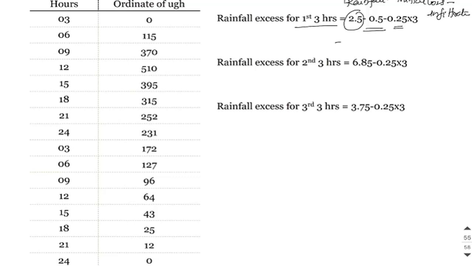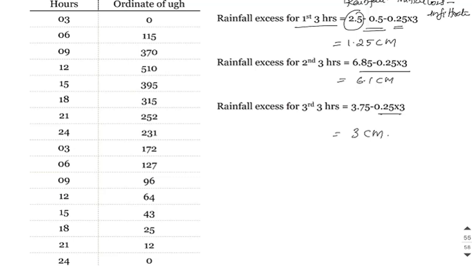So we will get a rainfall excess of 1.25 centimeter. And if you consider the rainfall excess for the second 3 hours, it is 6.85 minus infiltration. There won't be any initial loss, as that is already met in the first rainfall itself. So it is 6.85 minus infiltration loss, and you will get 6.1 centimeter. Then the rainfall excess for the third 3 hours is 3.75 minus infiltration loss, so you will get 3 centimeters.